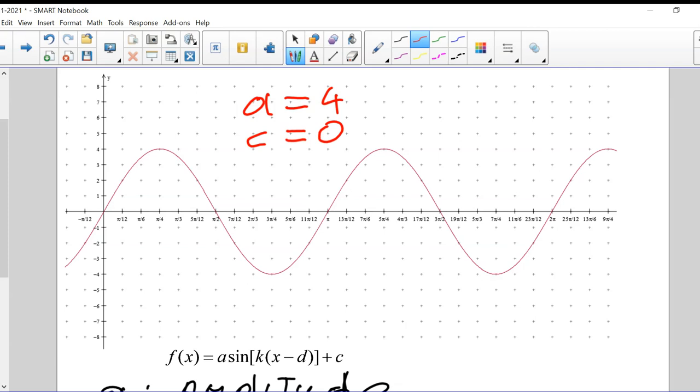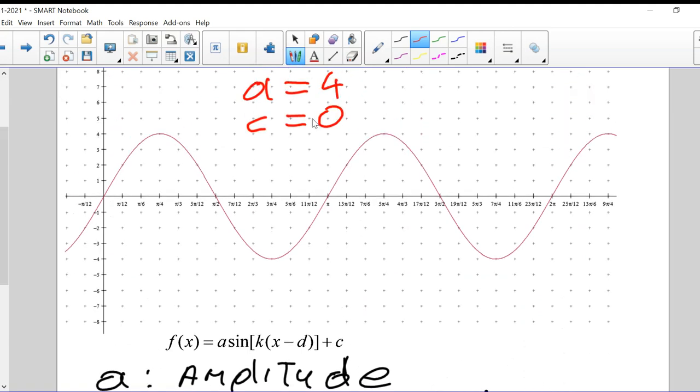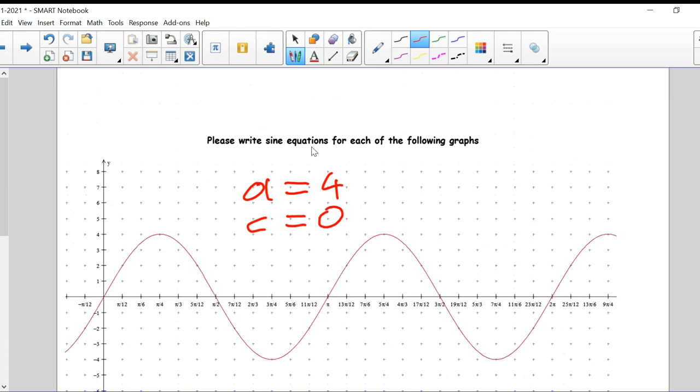The C is in fact 0. Okay. Now, the horizontal translation is something I need to talk about some more, but I want to get to the K next, right? I need to ask you, just looking at this function, read it very carefully, what is the period of this function?